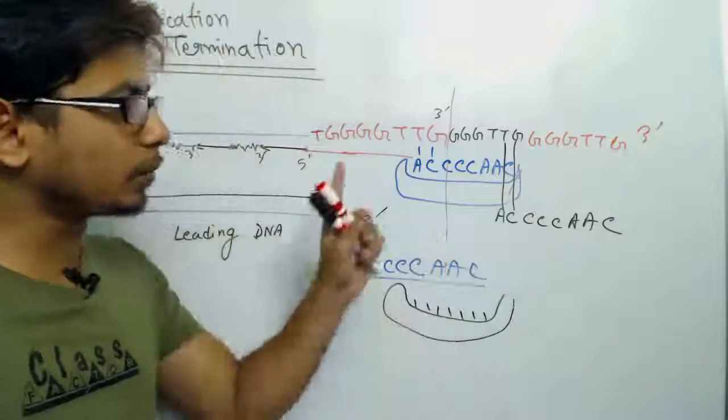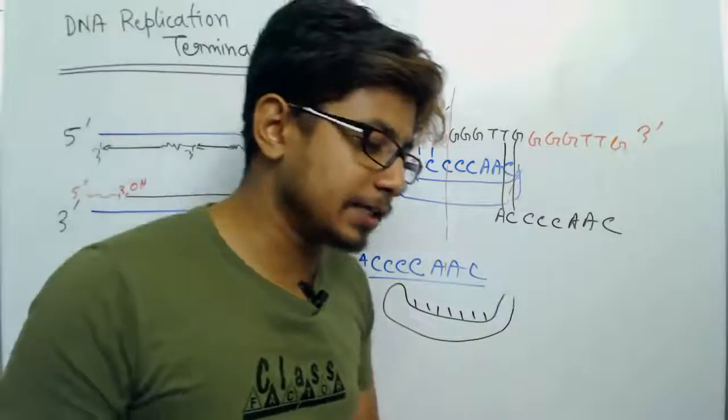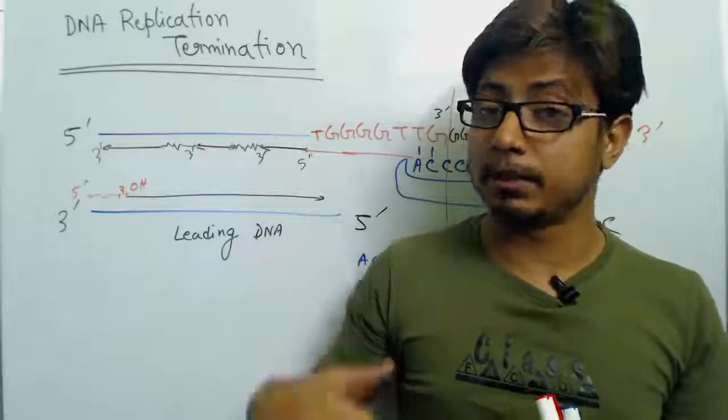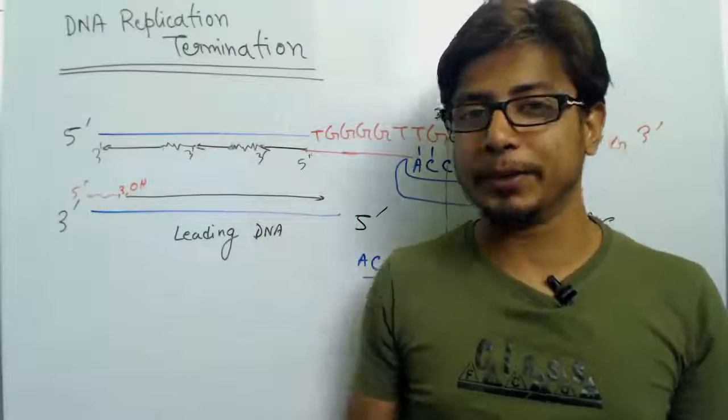This is not a problem for prokaryotes or any other organism that has a circular DNA, because there is no issue with that, but for a linear DNA this is the only way to go.